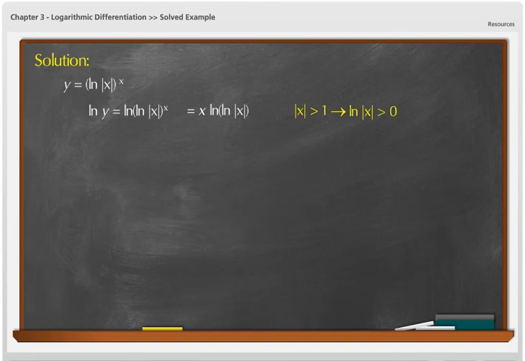Well, differentiating the left-hand side of your expression, we are going to deal with y as a function of x, so we are going to differentiate it implicitly. So it's going to be 1 over y times dy over dx. Now the right-hand side is a product of two functions, so we are going to use the product rule here.